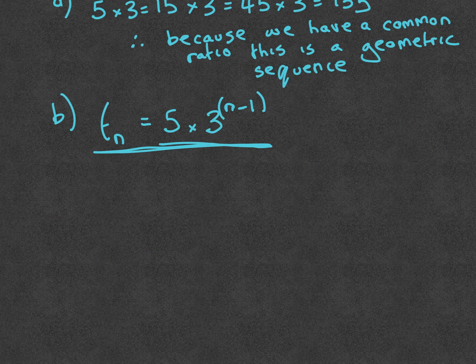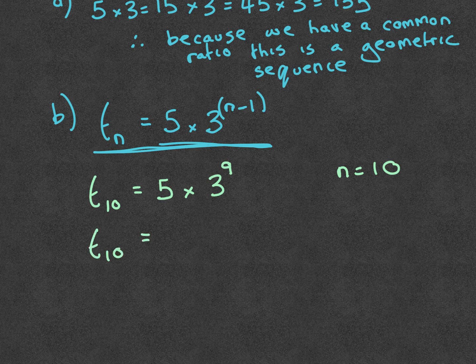Now the final thing that I'm going to look at is how we would find a term number in this geometric sequence. So if we're asked to find, let's look at the 10th term number. So if we want to find term number 10, that's going to be equal to 5 multiplied by 3 to the power of n take 1. Now our n in this case is 10, okay? So 10 take 1 is 9.